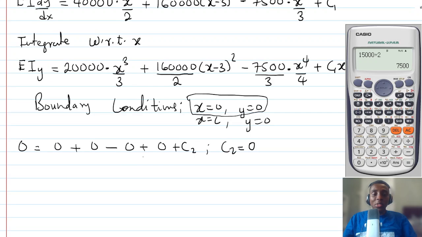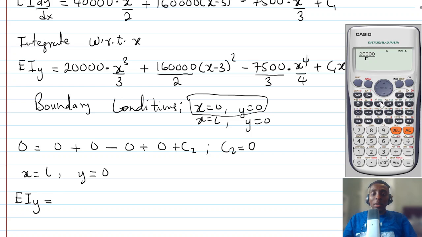We are done with C2. So we will rather put x equals the length, which is L, and then we will equate y to 0. So let's do it together. So 0 is equal to, but don't forget that the length is what? By the way, let me write the deflection equation again properly. So 20,000 divided by 3.